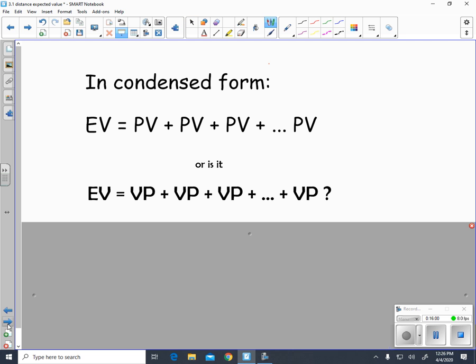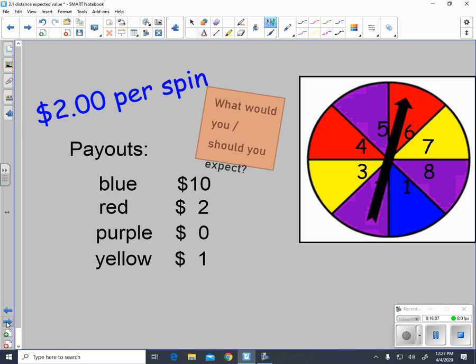So here's our formula, expected value, PV plus PV plus PV. And that's the one you're going to use in your assignment. We could apply it here in one more example real quick in the video. Here's a game where you spin the spinner and the arrow rotates around, and here's the payouts.